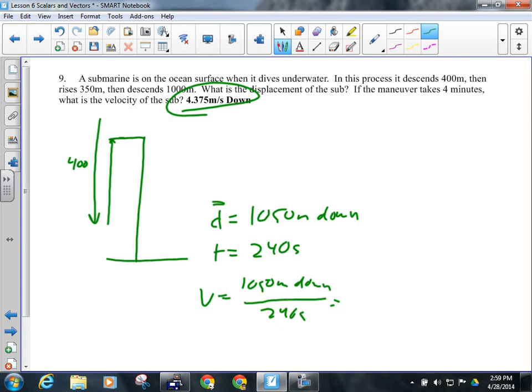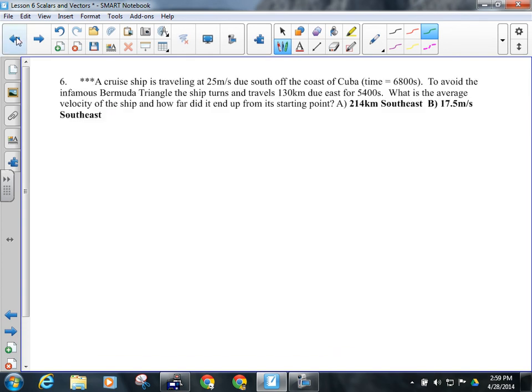Alex? Number 6 on the second side. So this one here, it's got trig in it. That's why it's got the 3 stars beside it. You're not going to run into one like this in Science 10. I just put it on there to see if somebody was really paying attention. This one here, it's going 25 meters per second due south off the coast of Cuba for 6,800 seconds. To avoid the Bermuda Triangle, the ship turns and travels 130 kilometers due east for 5,400 seconds. So what I need to do is find out how far it goes in each part.